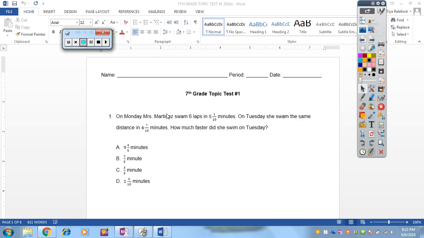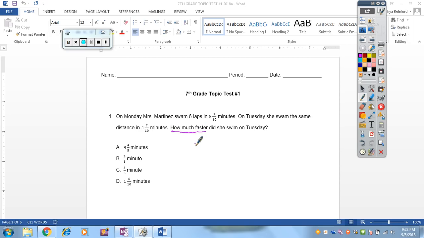On Monday, Mrs. Martinez swam 6 laps in 5 1/10 minutes. On Tuesday, she swam the same distance in 4 7/10 minutes. How much faster did she swim on Tuesday? Okay, how much faster? That's like saying how much more, right? So how much faster or how much more?